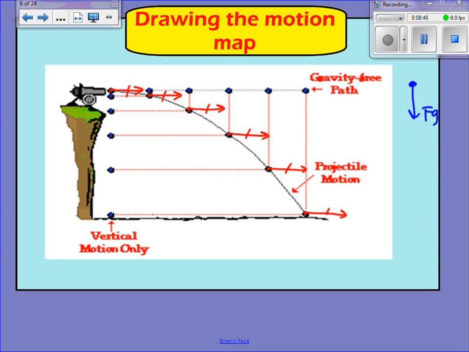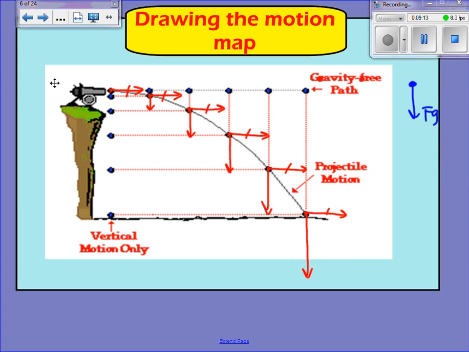But that's only the x component. We also know that there's a y component as well. I'm going to now draw the y components of velocity. Since it was shot horizontally, there is no vertical velocity initially. But then after a little bit of time, there's a little bit of y velocity, then a little bit more, and a little bit more, and it keeps increasing as it goes down until it hits the ground. This is how you would draw a motion map.